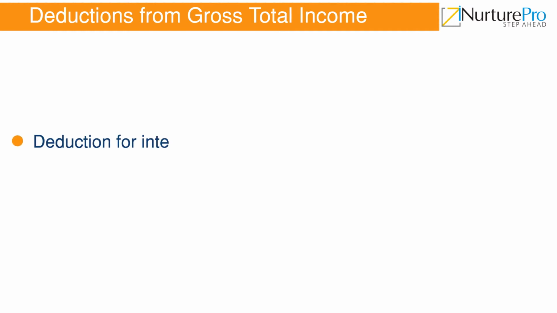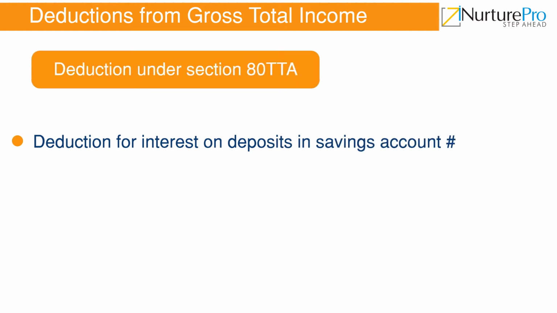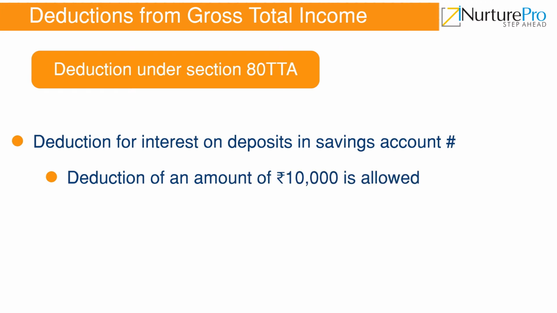Deduction for interest on deposits in saving account. Section 80TTA. Deduction of an amount of rupees 10,000 is allowed if the gross total income of an assessee includes any income by way of interest from the saving account, not includes time deposit.